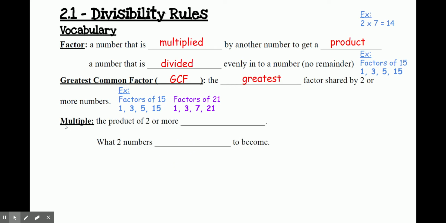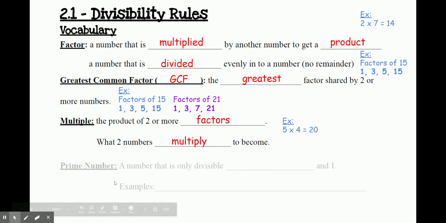A multiple. A multiple is the product of two or more factors. A multiple is also known as a product. So going back to this example, 5 times 4 equals 20. 20 would be the multiple because it's the product of 5 and 4. And what two numbers multiply to become 20? So 5 times 4 is 20. That's 20 would be the multiple.